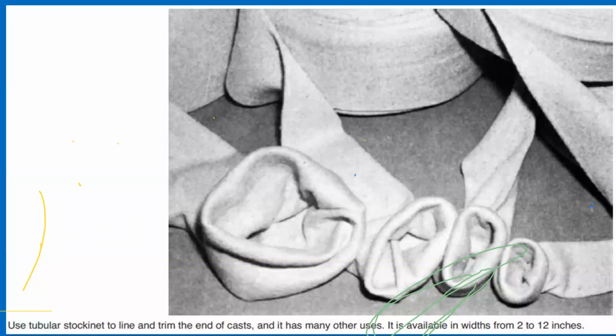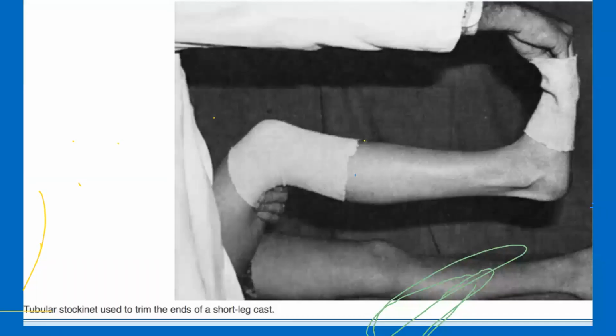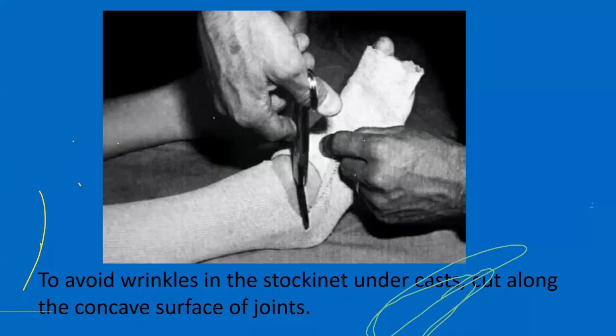Don't forget that you can use stockinette. Well, in acute fractures, I usually don't use stockinette. It interferes with the reduction if I want to do a closed reduction. At my second cast change, I routinely use stockinette. So you have to keep this in mind. You can use, in the acute cases, stockinette just to trim the edges of the cast, like this. You can put it like this and apply your stockinette.